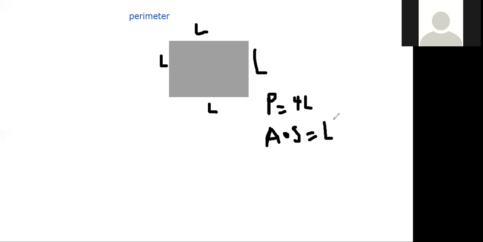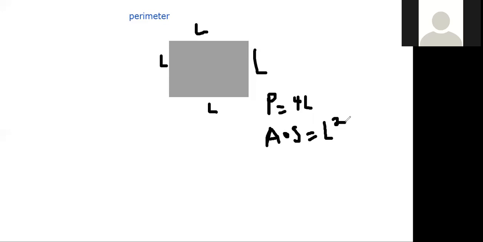The square has four sides. All the sides are equal. So the perimeter of the square will be given by 4 times L, or 4L, the total length. That's the perimeter. Now the area will be L squared. The area of the square will be equal to L squared, or L times L. That will be the area.